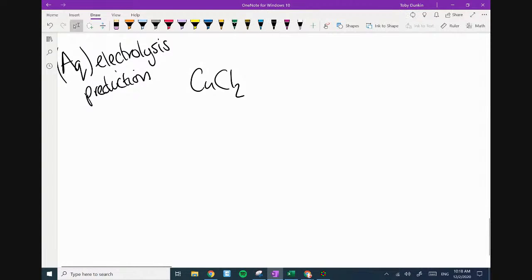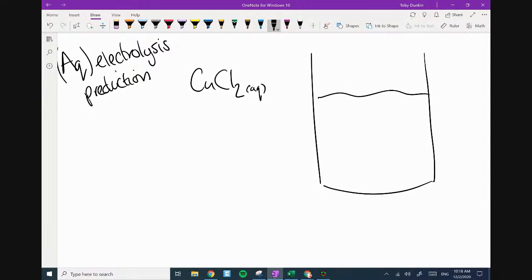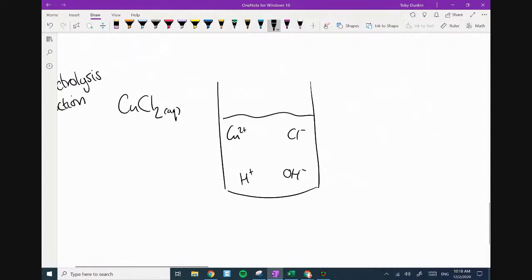So we're going to add copper 2 chloride into the beaker. Right, so what do I have in the beaker? I have Cu2+, Cl-, H+, and OH-. Right, what am I going to get?